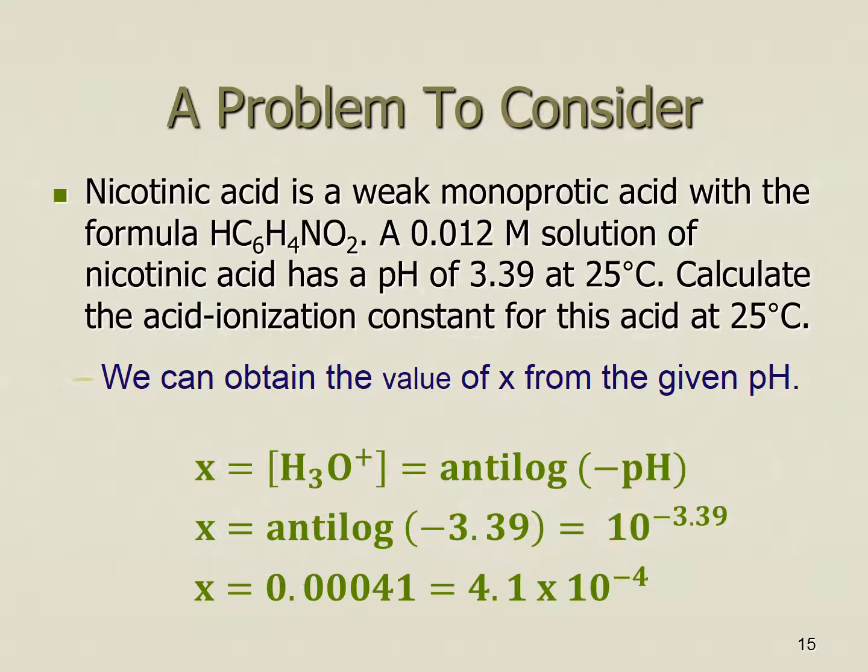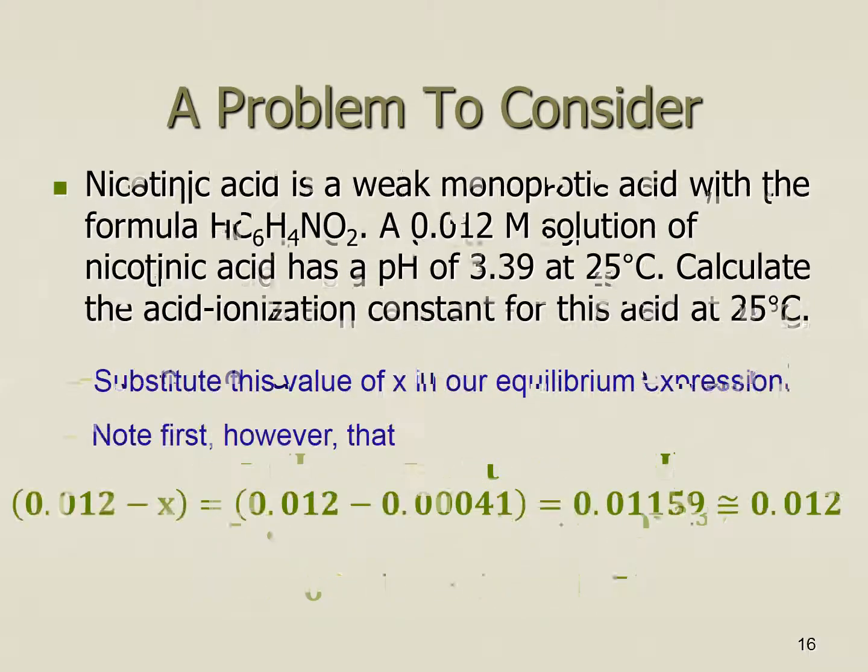So now we can plug X into that equation. 0.012 minus X is equal to 0.012 minus 0.00041. What I want you to notice, this will come up in a little while, is that to two significant figures in this case, we come back to 0.012.